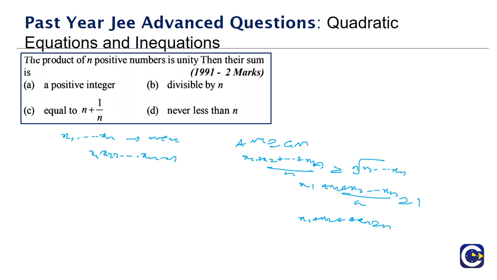So the answer for this question is, this value is always greater than or equal to n, which means it is never less than n. Moving on to the next question.